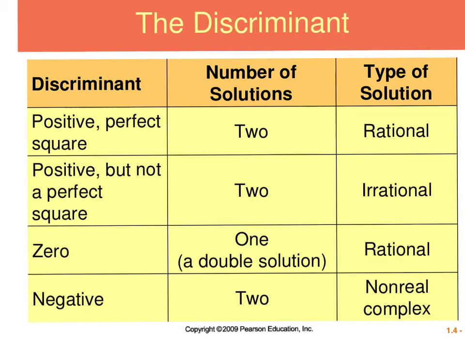solutions. If I get a discriminant of 0, I have 1 solution, which is sometimes referred to as a double solution because it's the same number twice, and the type is rational. But if I get a negative discriminant, I know I have 2 solutions that are non-real complex solutions, the ones like we just found in the last example. Very important for you to know this chart and have it.